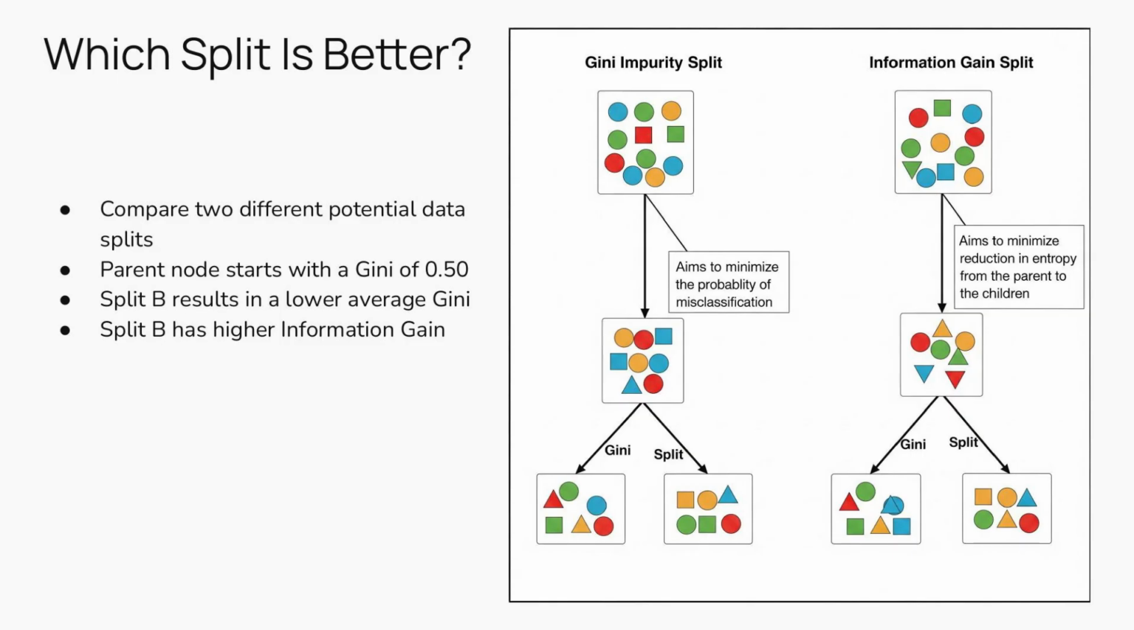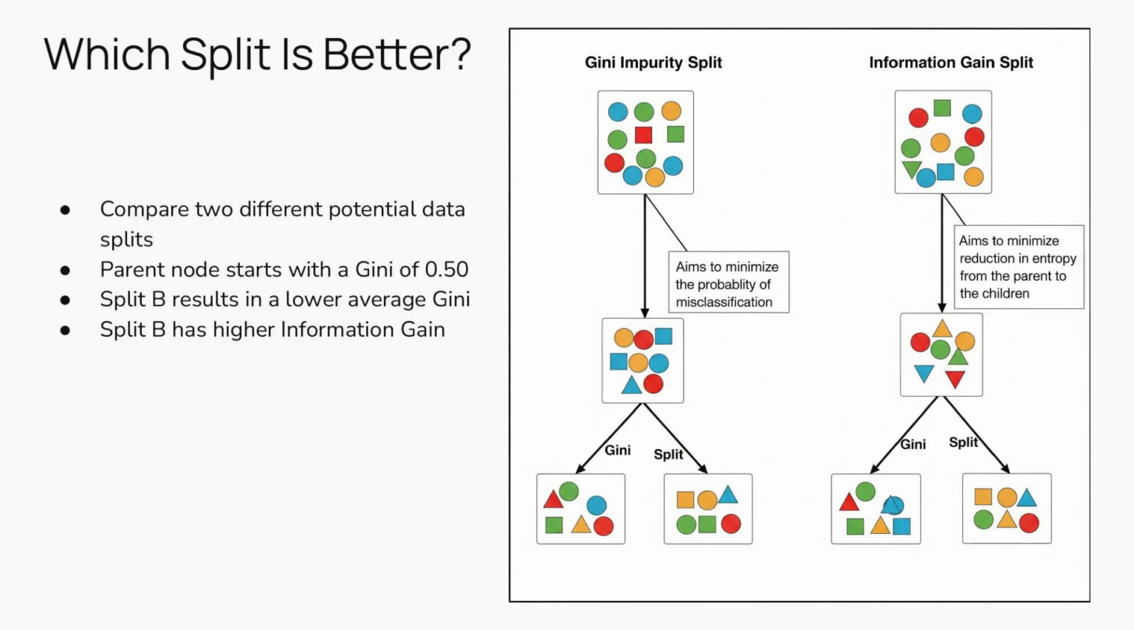Let's look at a concrete example. Our parent node is perfectly impure, 100 class A, 100 class B, Gini equals 0.5. The tree tests split A: is X dollars less than 5? This gives us two new nodes, but they're still pretty mixed. Their Gini scores are 0.3 and 0.35. That's some information gain, but not great.